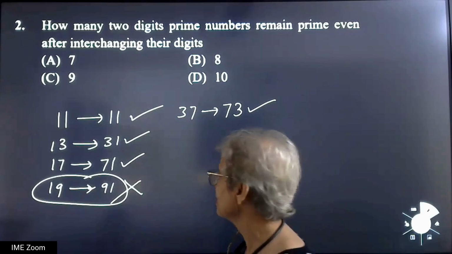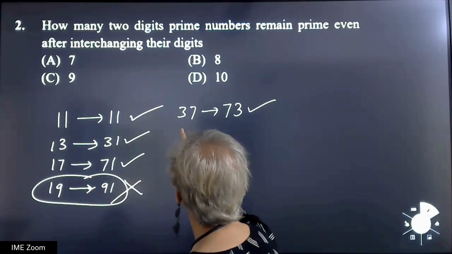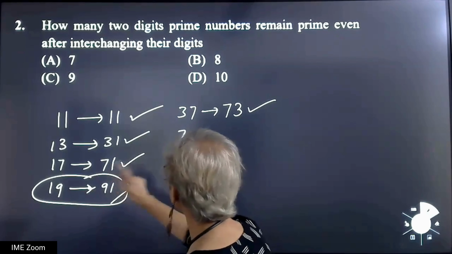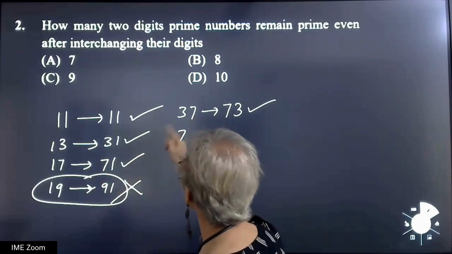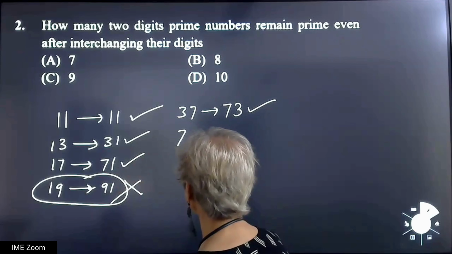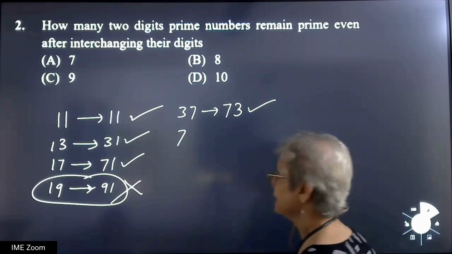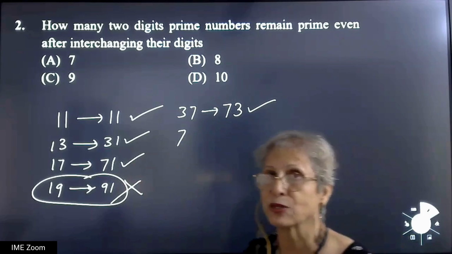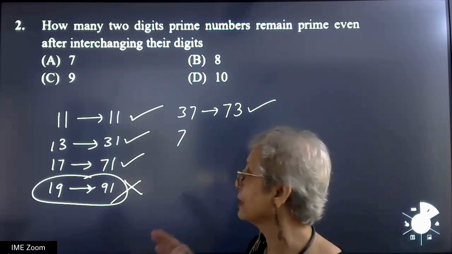Then let us come to 70. So 71 we have done. So that is also covered. Then next is 73. That is also covered. So that group is also over. Then let us come to the 80s. But the 80s are not possible because 8 will go in the unit place. So that group we will not take.